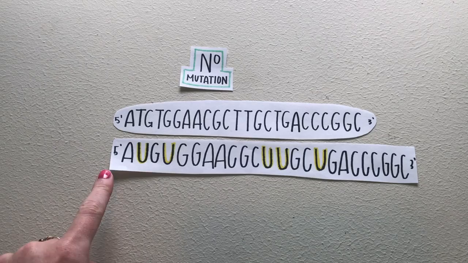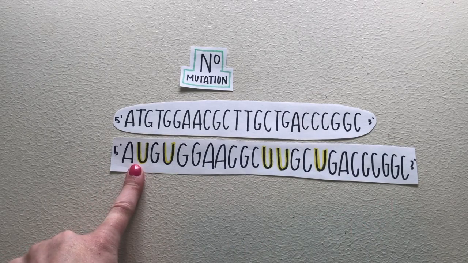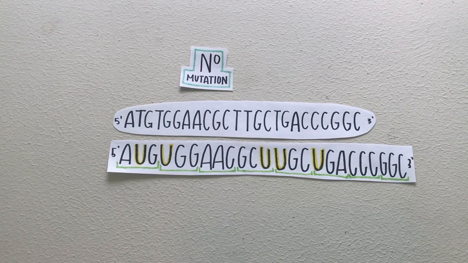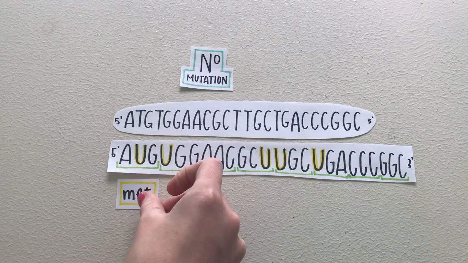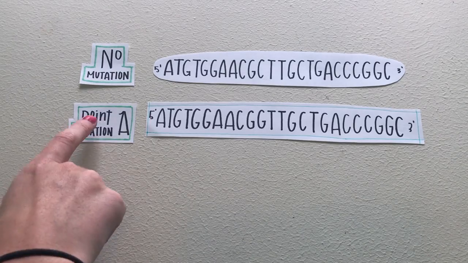To start the reading frame, we look in the 5' to 3' direction to find the first AUG, which is right here at the beginning. Next, we'll group the nucleic acids in groups of 3, and using the DNA codon table, we can translate the sequence into the following. Let's compare our original coding strand with point mutation A.